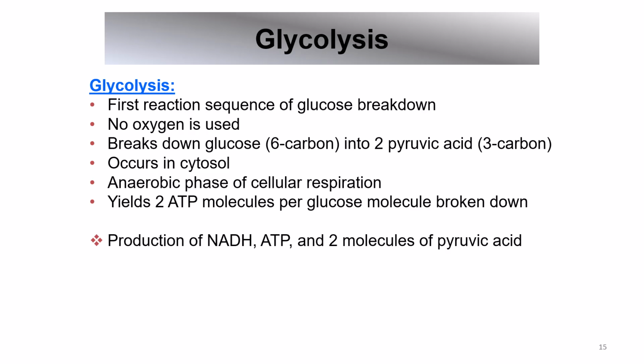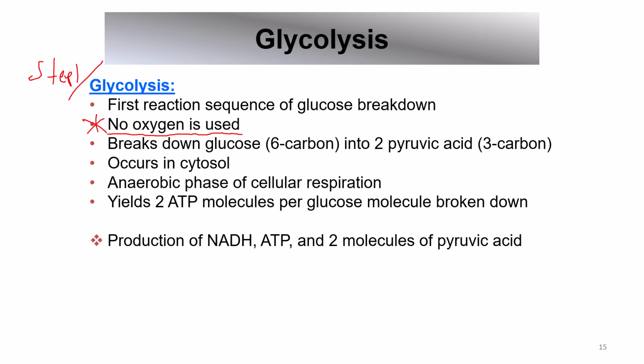Okay, we'll start with the first step for turning those ADPs back to ATPs. First step is glycolysis. So again, it just says first reaction sequence, meaning the first step. Know that here no oxygen is used. In this first step, glucose gets broken down into two. And so here, this first step is only for breaking apart glucose.